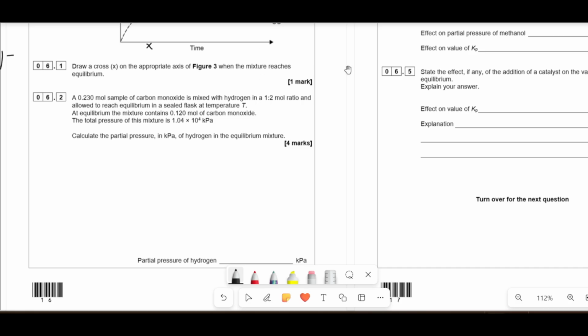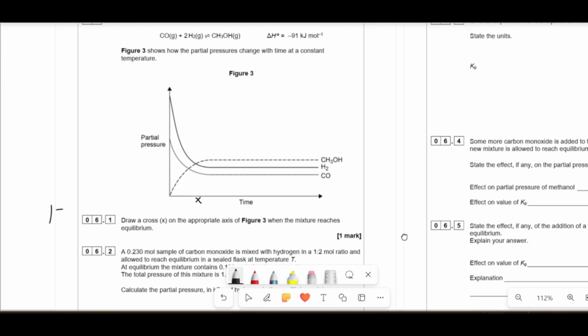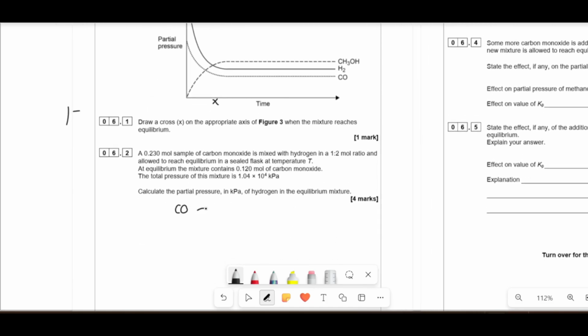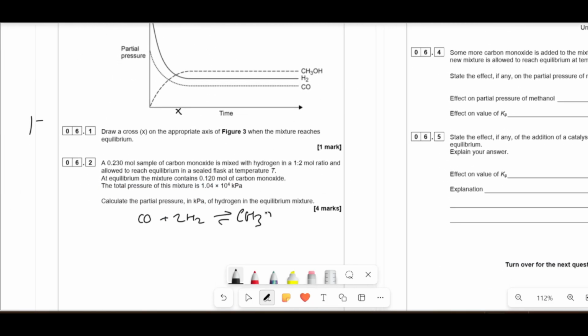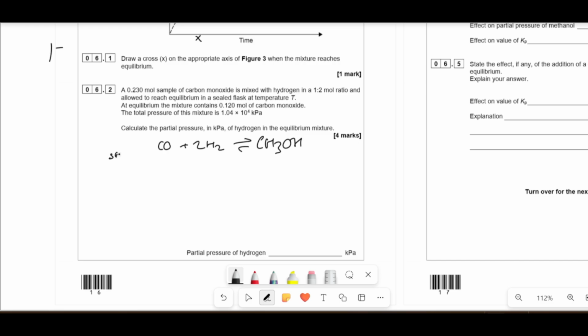So I always just write a little equation just to make sense of what's going on. So I'm going to do CO and 2H2 again. So CO plus 2H2 gives you CH3OH. Now they've told you that this is at the start and then this is at equilibrium. They've told you that we have 0.230 moles of carbon monoxide and it's mixed in a 1:2 mole ratio with hydrogen. And it's allowed to reach equilibrium, and then at the equilibrium we have 0.120 moles of carbon monoxide. It's a 1:2 ratio, that means we have 0.46 moles of this.